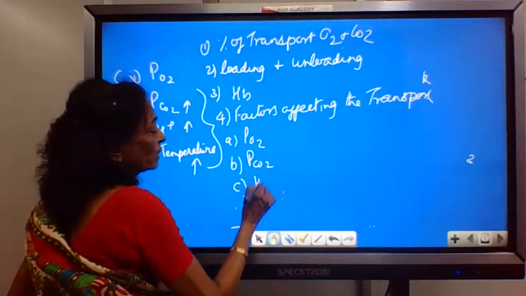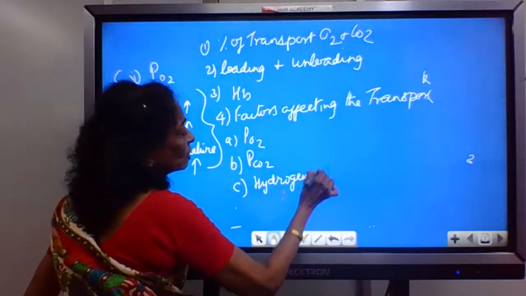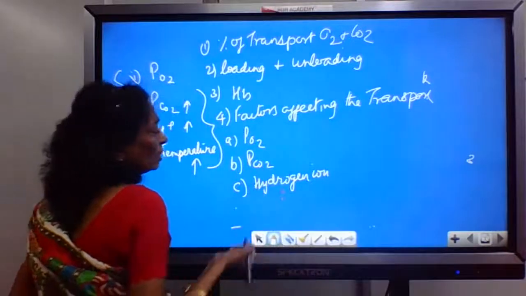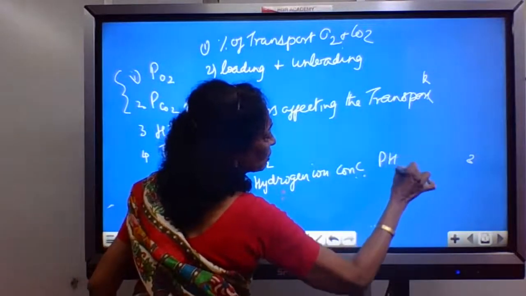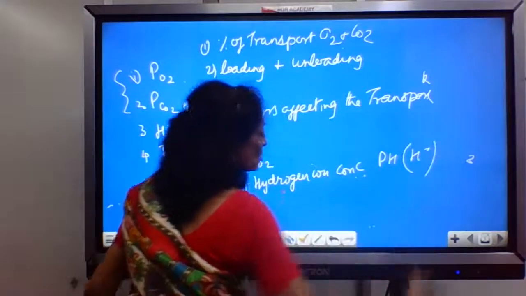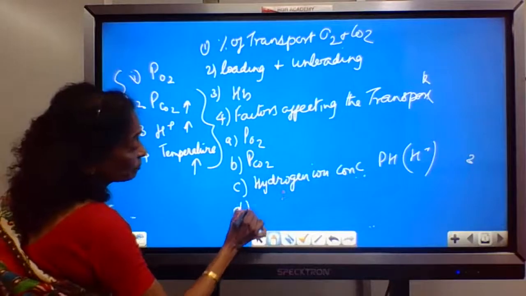C can be hydrogen ion concentration. Hydrogen ion concentration, the other word is pH or H plus ion concentration. That's what you mean by pH. And D will be temperature.